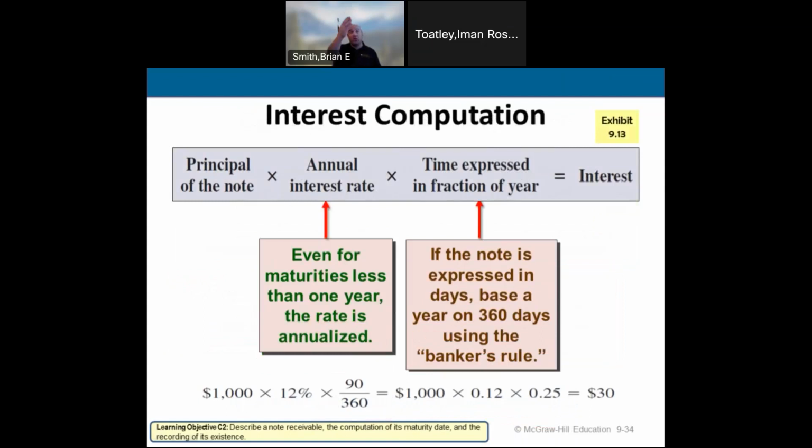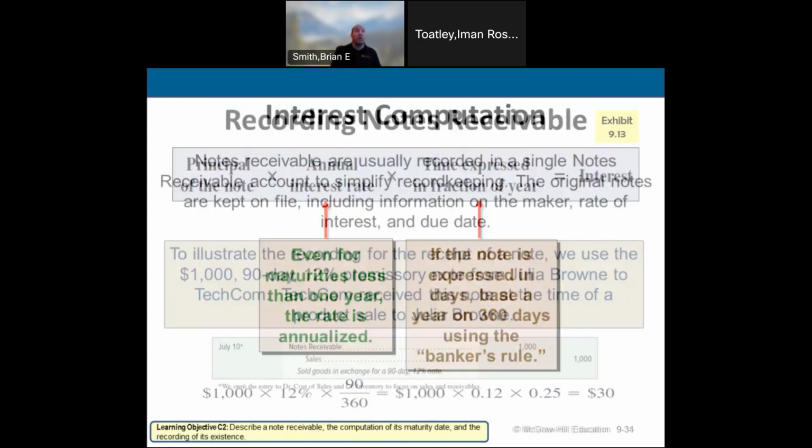Here we're going to do it so time is the fraction. We use 360, so we are going to take the 90 over 360. So it's $30 is what we're going to get on interest on that note.